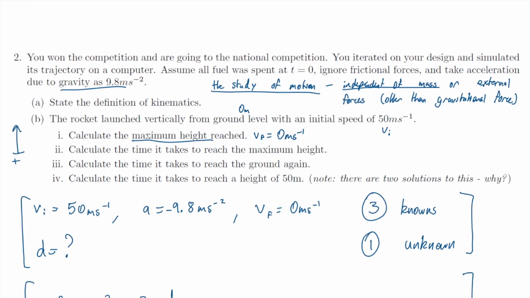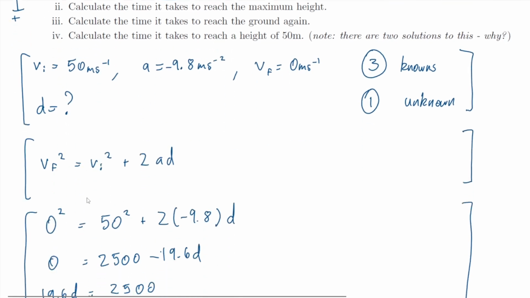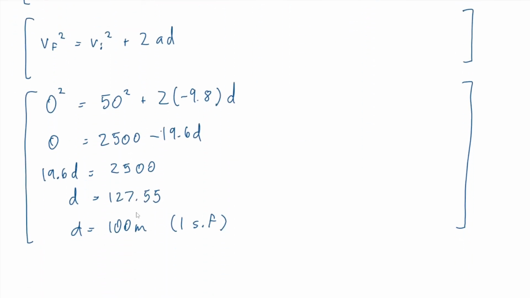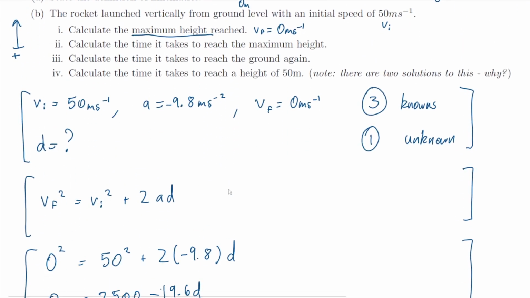Alright, question 2. Calculate the time it takes to reach the maximum height. Okay, so same position, but now we're just looking for time. So we could reuse our three known parameters, or we could even now use the distance. However, if you do use distance, use the unrounded version. Alright, only round our answers at the end. So, let's steal this.